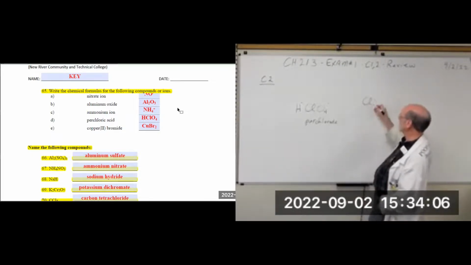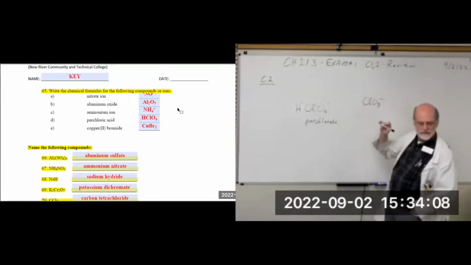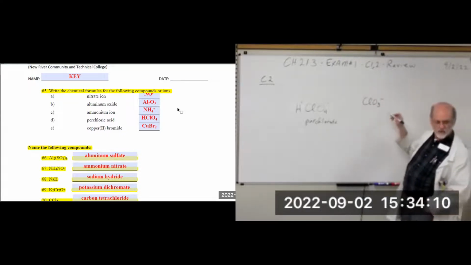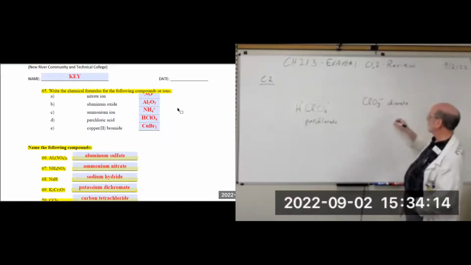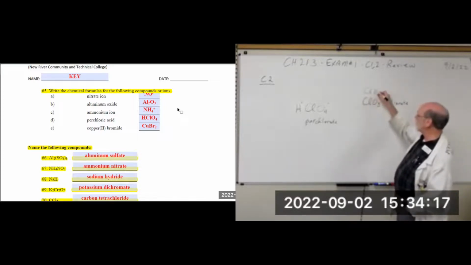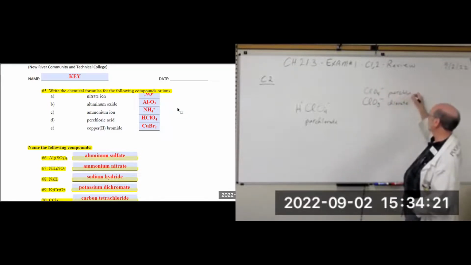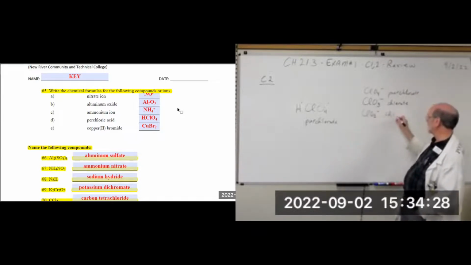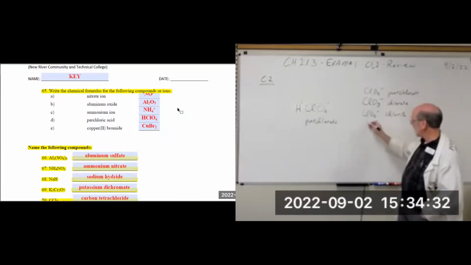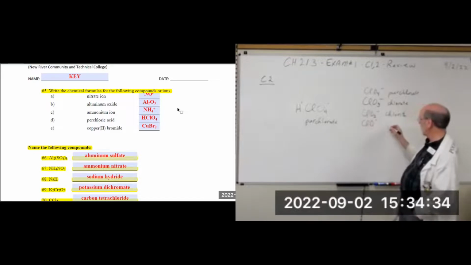polyatomic ions? ClO3 minus, that's the chlorate. ClO4 minus is perchlorate. One less is chlorite. And still one less is hypochlorite.